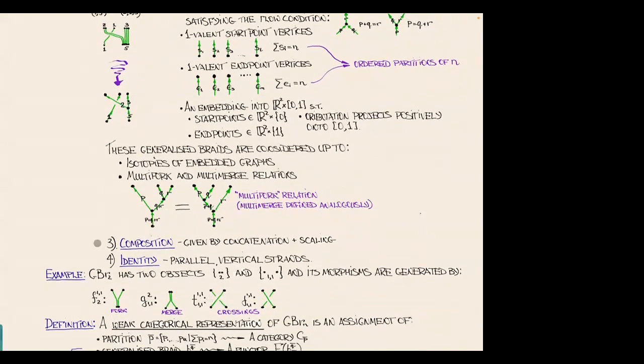So, an example: a generalized braid category on two strands has two possible endpoint configurations. You either have one strand of multiplicity 2, or you have two strands of multiplicity 1. And all morphisms are generated by a single possible fork, splitting multiplicity 2 into multiplicity 1 and 1, the only possible merge of two multiplicity 1 strands into a multiplicity 2 strand, and the only two possible crossings, overcrossing and undercrossing.